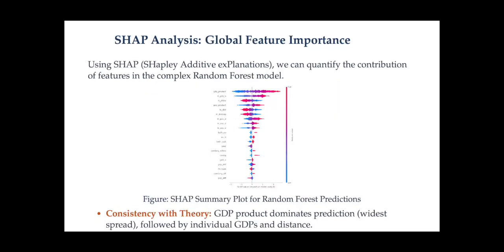So let's move on to the SHAP analysis. This one comes out of the random forest result. SHAP stands for Shapley additive explanations. This is a Python package. You can easily find SHAP, you Google it and you can find it. And nowadays it is well known and widely used, I believe. So we can quantify the contribution of features in the complex random forest model.